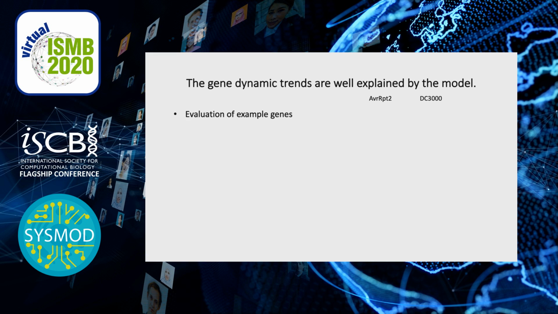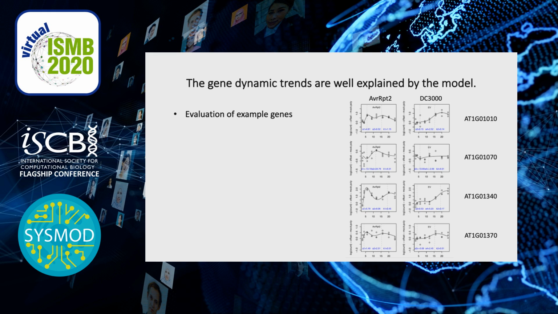We have evaluated the goodness of fit of the genes. Here, 4 example genes are plotted, and we see the goodness of fit is pretty decent. We can also detect ETI effects with our eyes. We see in the top gene there's a clear early peak in the AVR-RPT2 condition, and there's no early peak in the DC3000 condition. We can also see some late ETI effects in the second gene here.